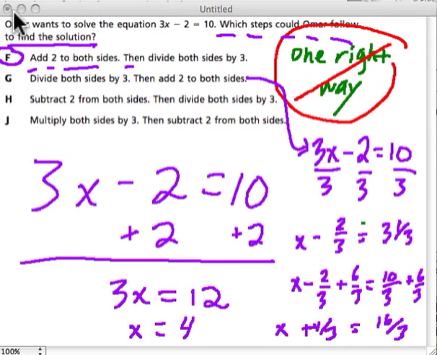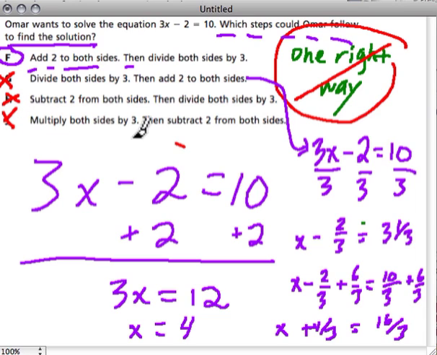And I guess you could say that this answer's out because these two steps aren't enough to solve it. Same thing in these next two. Subtracting 2 from both sides. It might take us on a detour, but these two steps are not enough to solve the problem. Multiply both sides by 3, then subtract 2. So again, if we went through and did this, we would get sidetracked and we would not get the right answer.